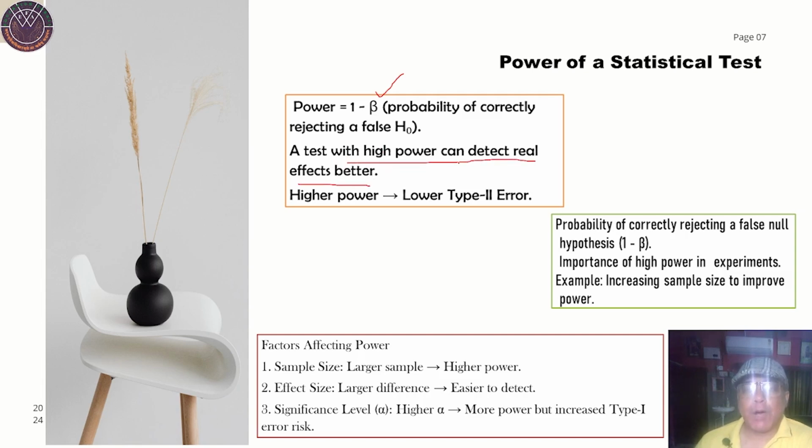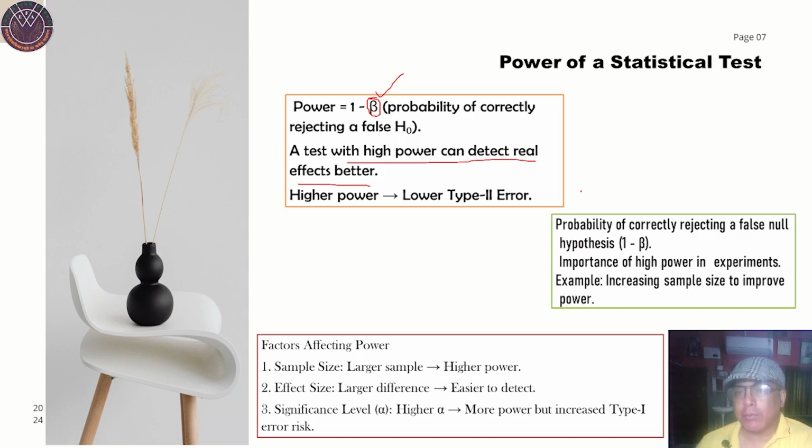So if the power is high, how can it be high? If beta is very low, if beta is 0.04, 0.03, then power will be high. So higher power, lower type 2 error. You should try to increase the power of a test, so that it is able to detect the effect or relationship. So, the probability of correctly rejecting a false null hypothesis.